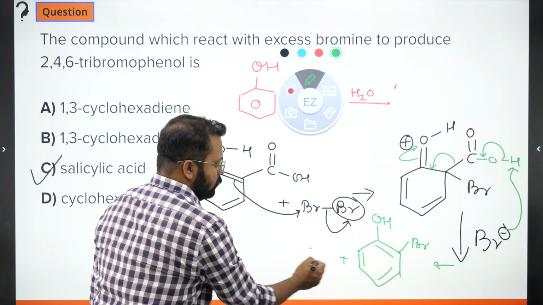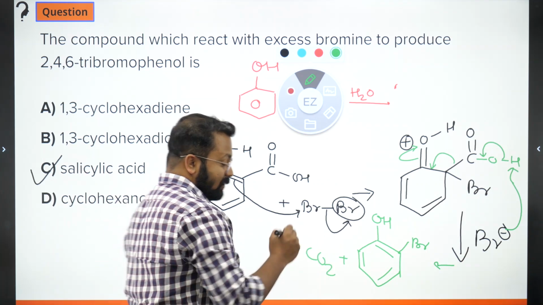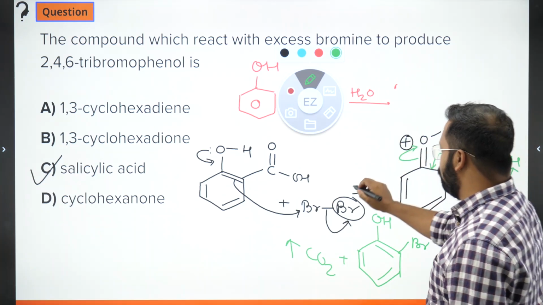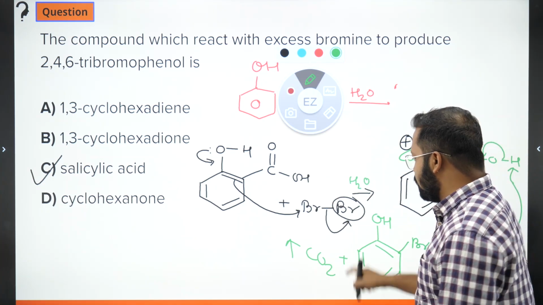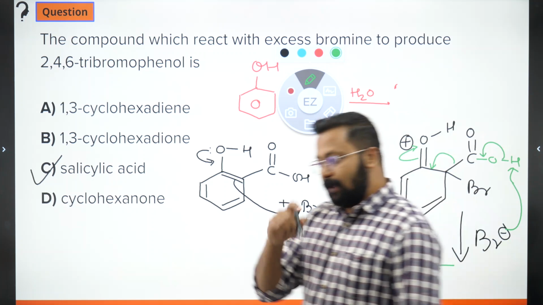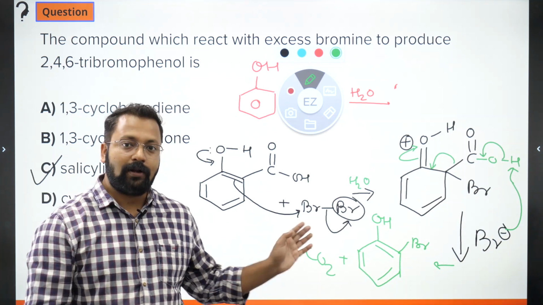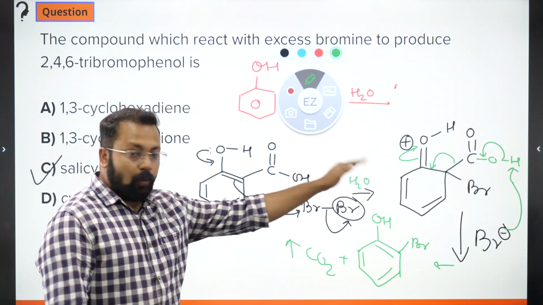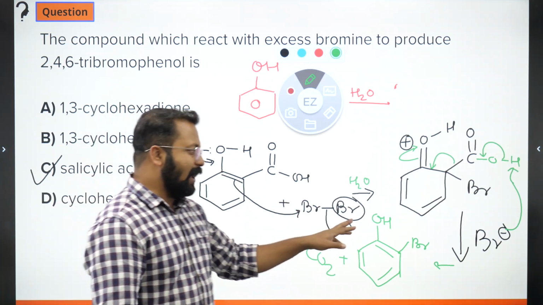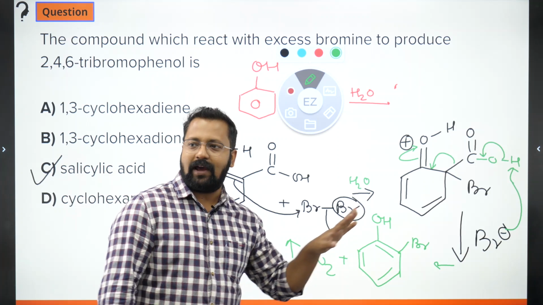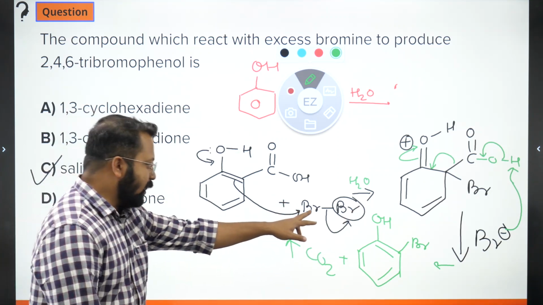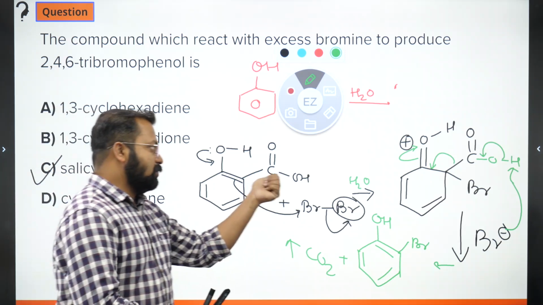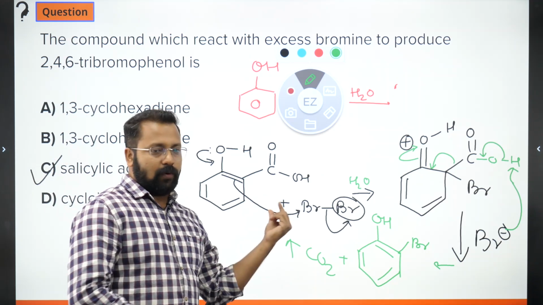and plus CO2. So remember, when salicylic acid is made to react with bromine in presence of water, you would get carbon dioxide as a byproduct. So remember, this also undergoes decarboxylation. You may be asked what reaction is happening here. One reaction is electrophilic aromatic substitution, where Br plus is getting attached to this part. The other reaction is decarboxylation because CO2 is going out.